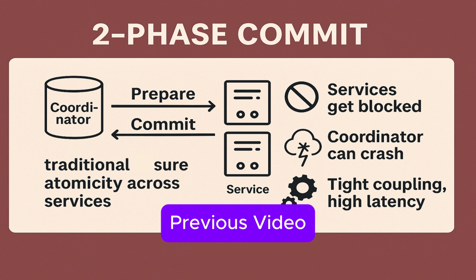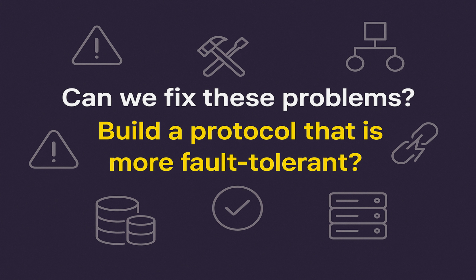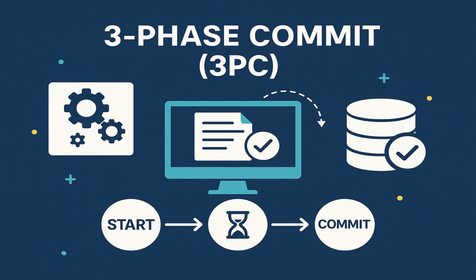So the natural question is, can we fix these problems? Can we build a protocol that provides atomicity but is more fault tolerant? That's what led us to the design of three-phase commit. Now let us understand what it is, how it works, and why, even though it is better than two-phase commit, it is still not the ideal solution for modern microservices.